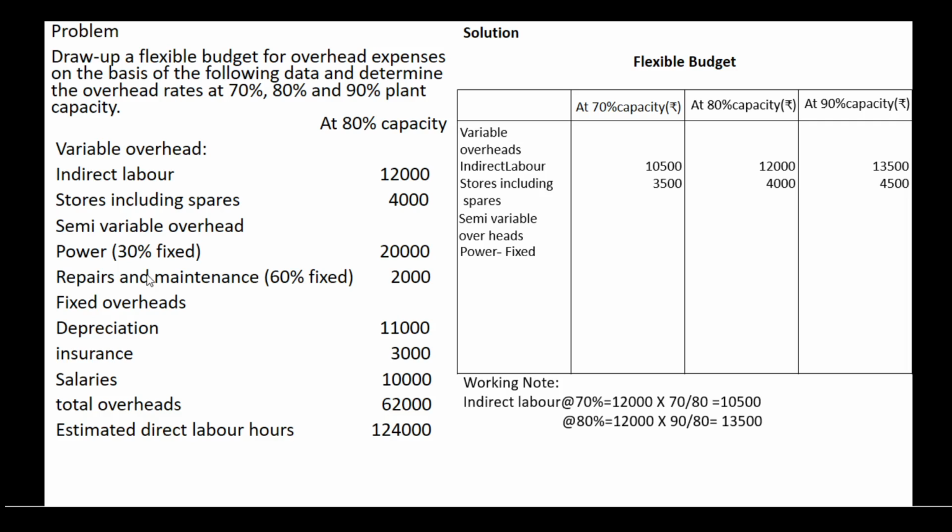So the 6,000 for 80% capacity, the 70% capacity and also the 90% capacity. And next, so 30% fixed, the remaining is 70%. The 70% are variable. So for the 80% capacity, the 20,000 into 70 divided by 100. Then the amount is 14,000 rupees.